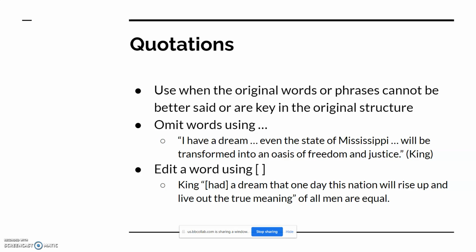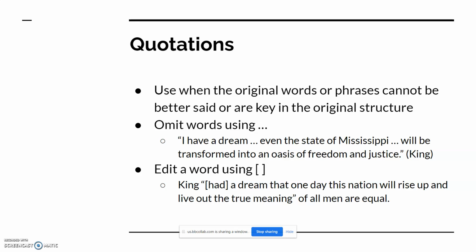When we're using sources, one of the first ways we can use them is through quotations. This is when we cannot change the original words or phrases because they're already perfectly said or the way it's structured is really important. So if I want to say exactly what they're saying, I'm going to copy it in, surround it with quotation marks, and then at the end I'm going to have my citation.